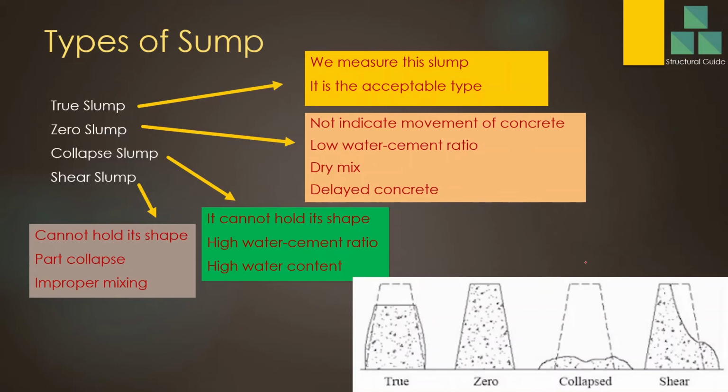Mainly, these slumps can be categorized under four main categories: true slump, zero slump, collapse slump, and shear slump. The true slump is the most suitable type of slump we expect from the concrete. If it is a true slump and the slump is within the range, that's the best type of slump we expect. So if you can see here, there are no exceptional cases.